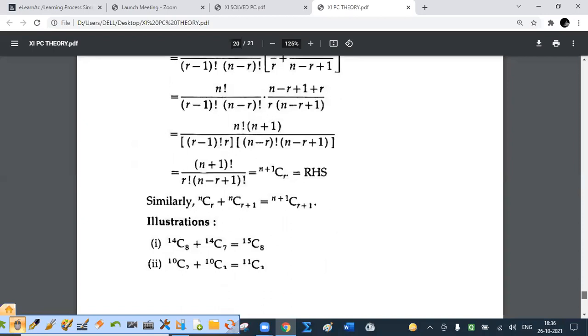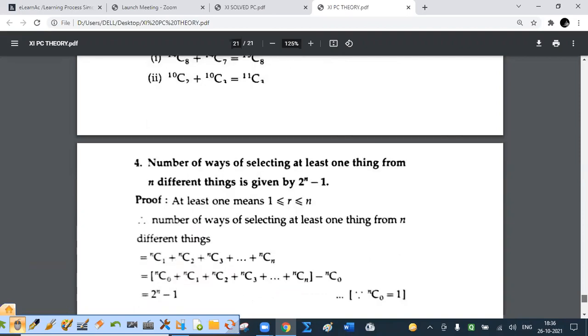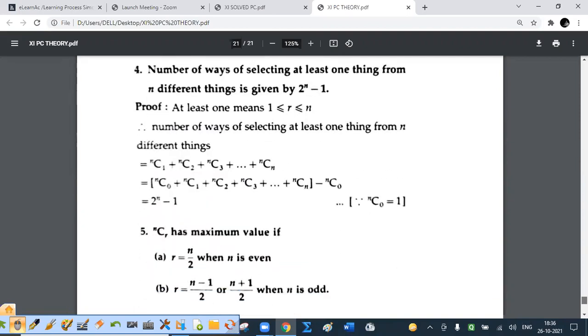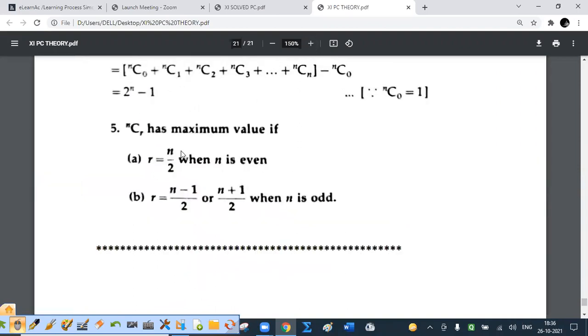Now, there is one more result. Result number 4, I will not explain at present because that requires knowledge of binomial coefficients. But result number 5, you have to remember this. This is again common sense. Even if you do not remember this, if particular values are given, you can easily find out that nCr has maximum value when r is n by 2, when n is even, but when n is odd, then nCr is maximum when r is (n minus 1) upon 2 or (n plus 1) upon 2.